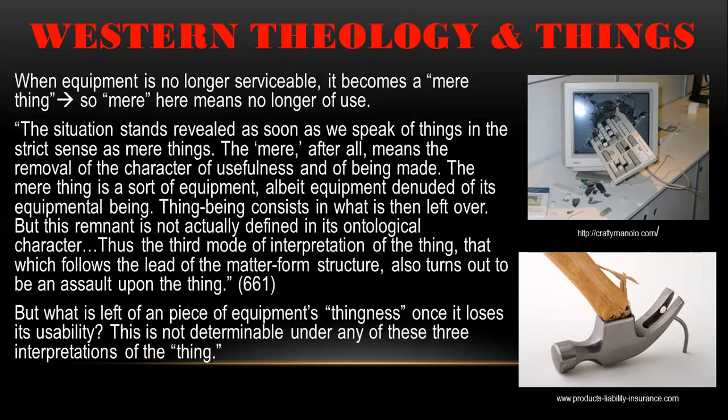So the situation stands revealed as soon as we speak of things in the strict sense as mere things. The mere, after all, means the removal of the character of usefulness and of being made. The mere thing is a sort of equipment, albeit equipment denuded of its equipmental being. The thing being consists in what is then left over. But this remnant is not actually defined in its ontological character. So we're not really getting at the true being.